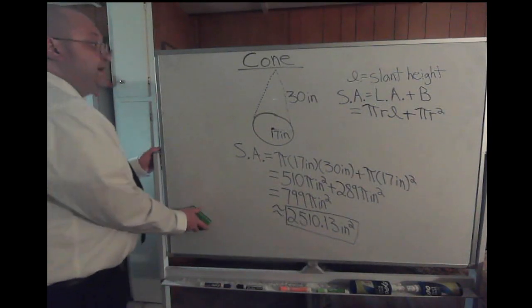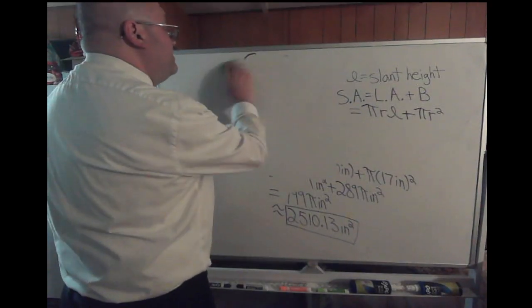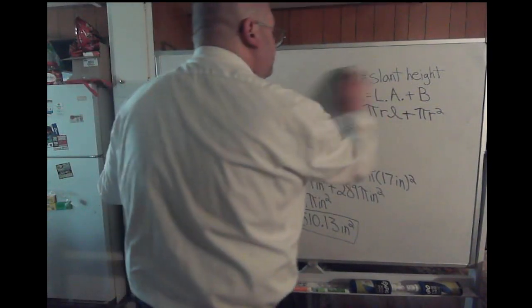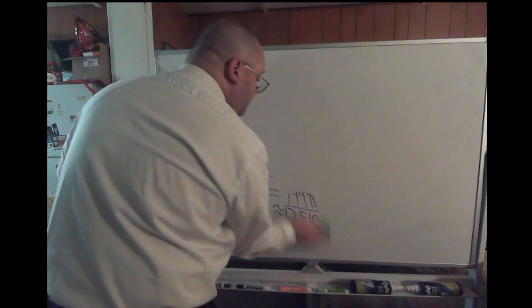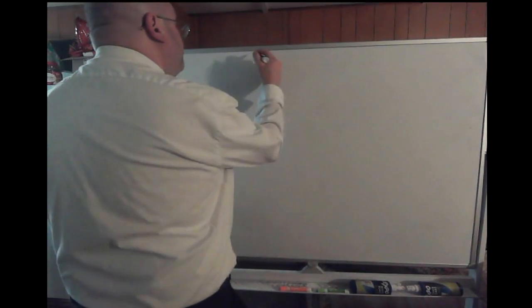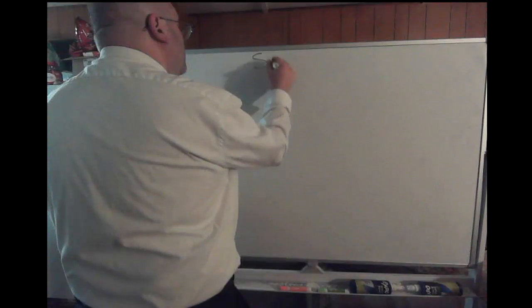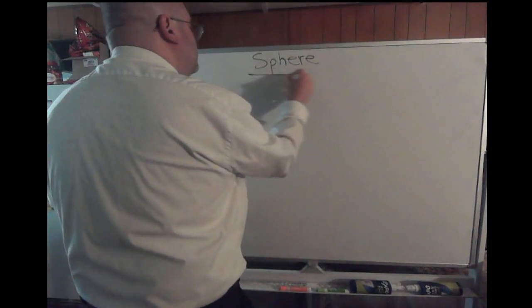And that's it for cones. We're going to move on to our final one today, which will be spheres. We are going to do spheres, which are actually surprisingly easy. Spheres are not bad at all. Alright, sphere. Let's see.